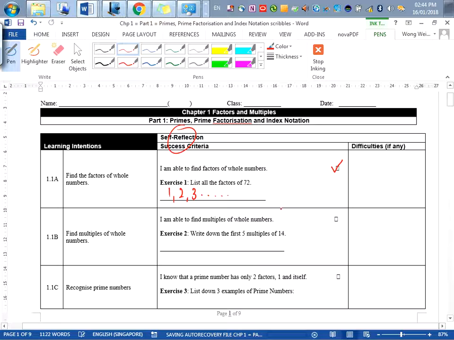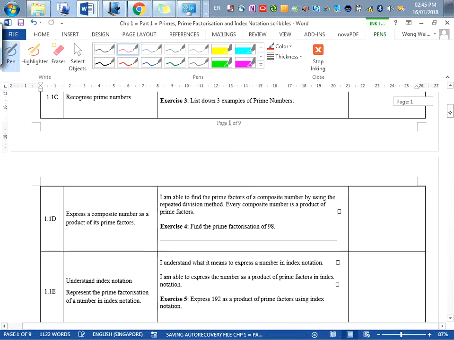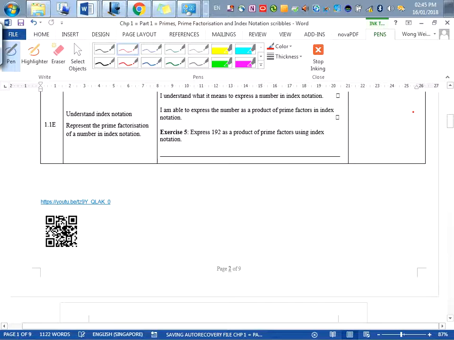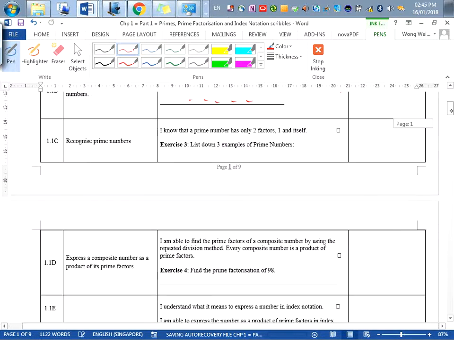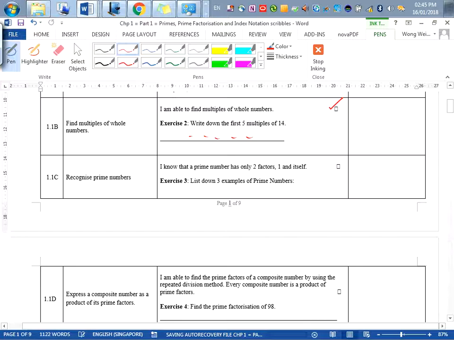I am able to find multiples of whole numbers. Can you do that? If you can, put a tick. List down the first 5 multiples. Just finish everything until 1.1e. So for John, unfortunately, he is not able to put a tick across everything yet, but he will be able to do so after he watches the video. Okay?